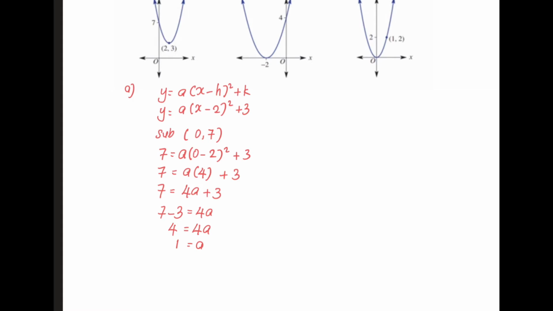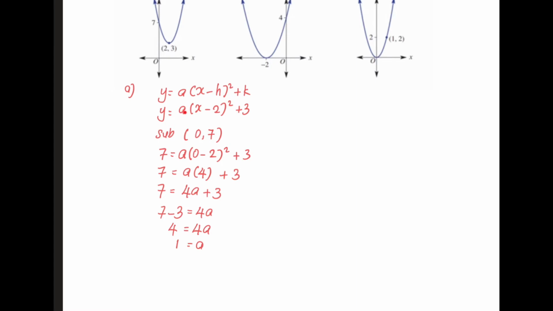What happened is I bring the 4. The 4 is multiplying with a over here. So I bring it to the left, so it becomes divide. So when you divide 4 divided by 4, you get 1. So once you get a equal to 1, now you put it back here, which is 1.